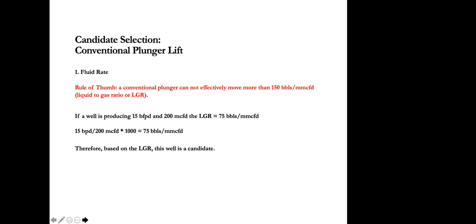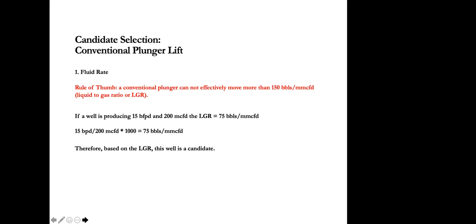An older rule of thumb that you'll hear a lot in plunger lift, and some of you may be aware of this calculation, is 400 SCF per barrel per 1,000 feet of lift. That was kind of an older rule of thumb. We're finding more often than not on a lot of wells, there's some gaps this older calculation leaves. Not that there are gaps with the liquid to gas ratio, but there are some gaps.